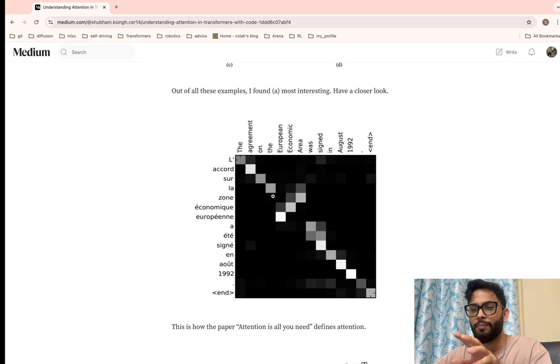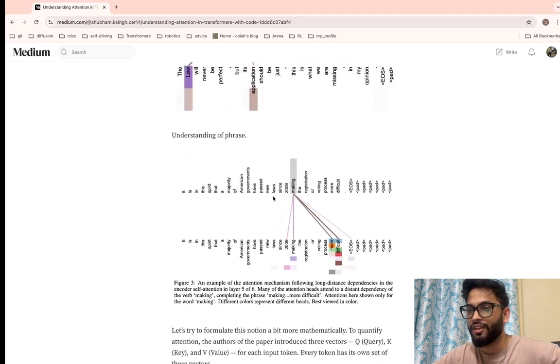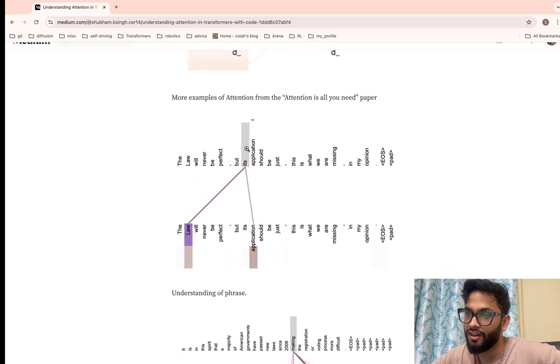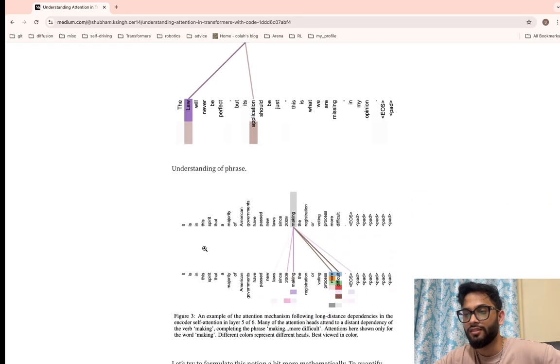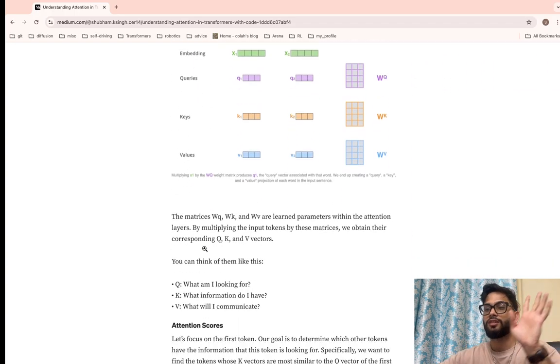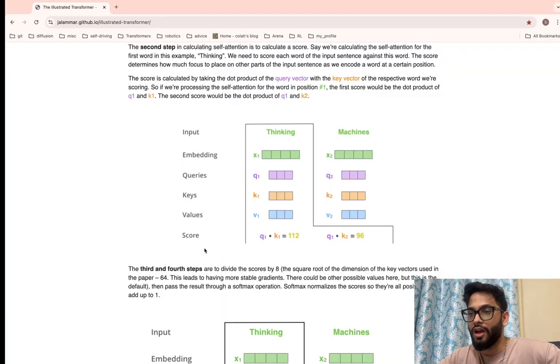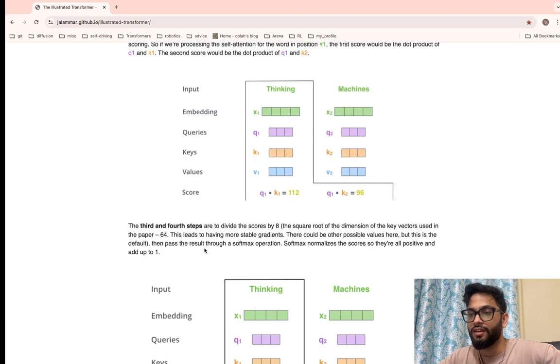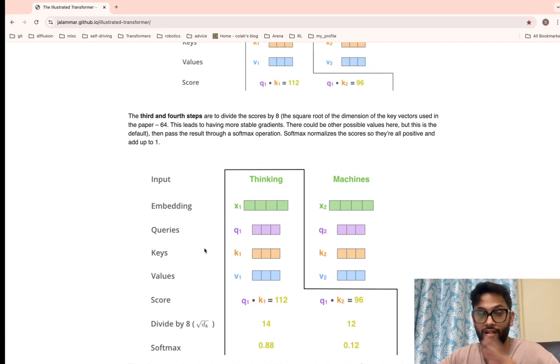Similar thing happens within a sentence. So just like I showed you here, if you see here, the law will never be perfect, but its application should be just. We know as humans, it refers to the law. The model has learned that okay, it will refer to the law. That is what the model has learned. This is what we wanted it to learn. Okay, so now we know how we learn the relationships and the attention pattern.